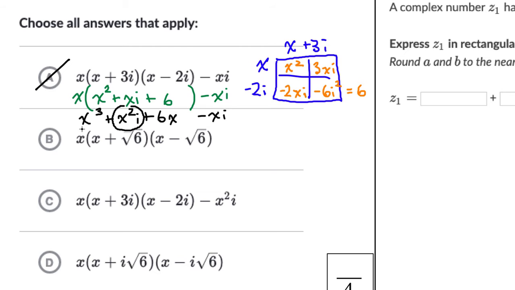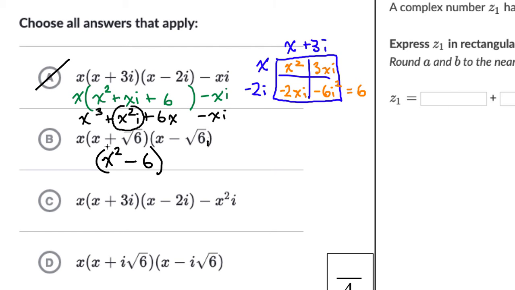Let's try part B. Part B is saying, if I have plus the square root of 6 minus the square root of 6, and there's no i here, you are always going to have a difference of squares, which is going to be x squared minus whatever this thing is squared. Square root of 6 squared is 6. So these two, x plus square root of 6 and x minus square root of 6, boil down into x squared minus 6, and then I need to multiply by x.